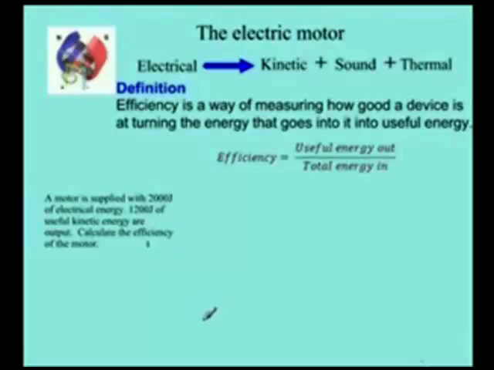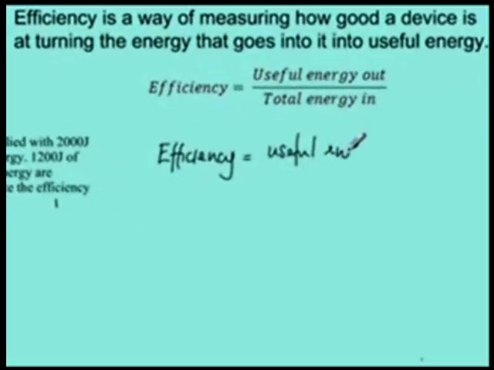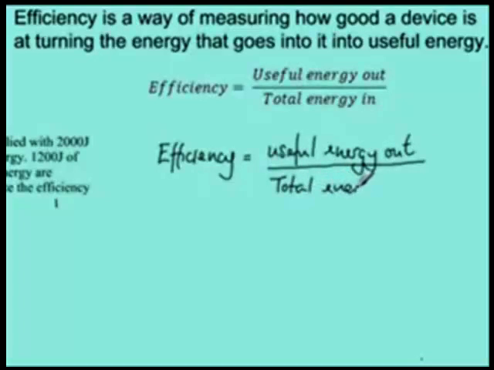To start my answer, I always start by writing down the formula. So, efficiency is equal to the useful energy out divided by the total energy in. I now need to look at the question to find these two values.